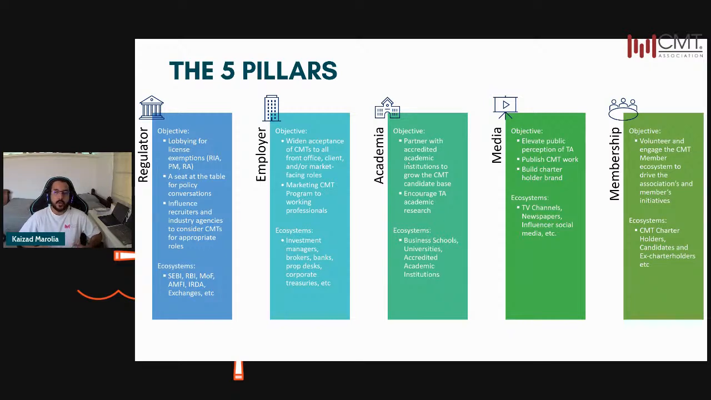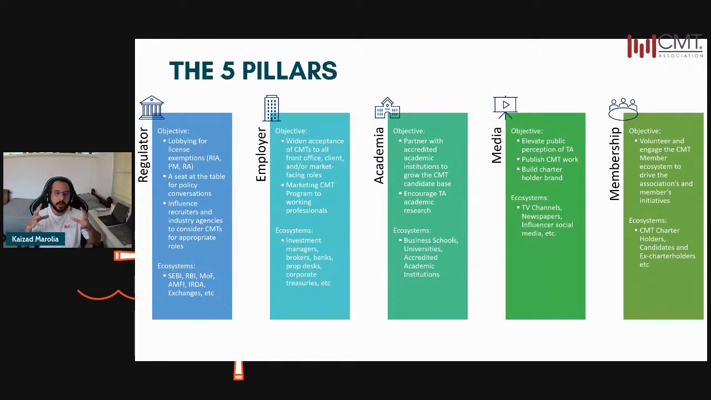We try to work with regulators across the globe. For example, let's take our domestic example as India. So we're trying to work with SEBI, the exchanges, and so on to find not just execution from licenses like the RIA, PM, RA licenses, but also to get a seat at the table when it comes to important policy decisions.